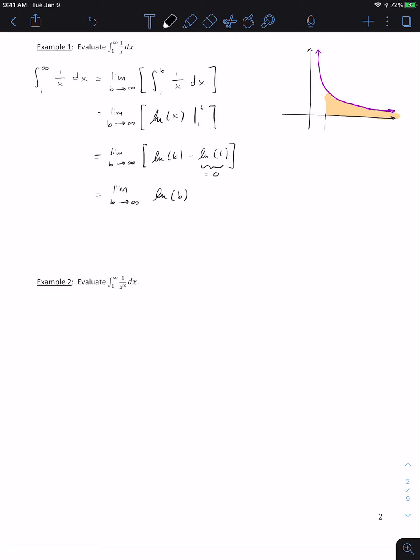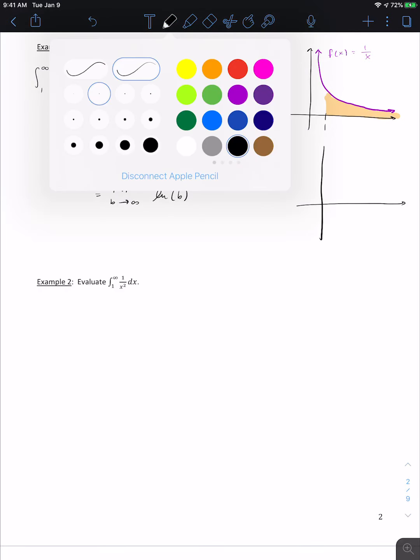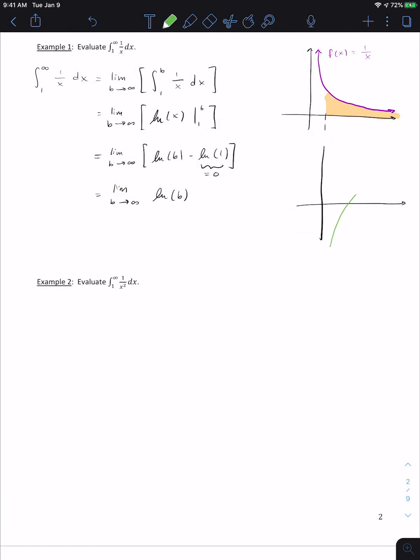we know what the natural log function is, right? So let me write what this function is so we don't get confused here. This was f of x equals 1 over x. The natural log function just keeps growing greater and greater. All right, so if I were to draw the natural log function, it looks like this. All right, this is f of x equals ln of x.